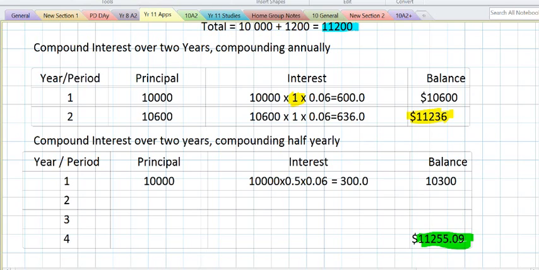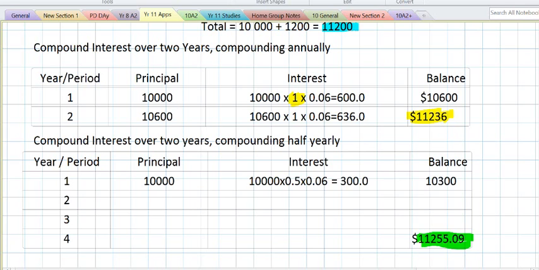So the general pattern, yeah, okay, about $20 on top of that. Yes, Nikki's on the ball today. The general pattern is that the more often you compound, the more interest you will earn, or the more interest you will owe. So if you have a credit card debt and don't pay off the credit card and it's compounding regularly, it means your credit card debt will grow more quickly.